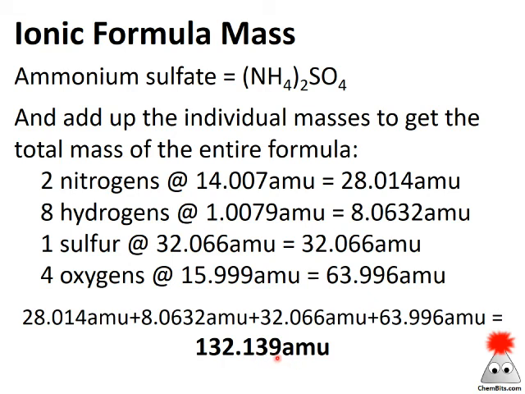132.139 AMU. You see I rounded to the third decimal here because my input's third decimal. This one has 4, this one has 3, this one has 3. Because I've got one here with a third decimal, that means I have to round to that significant figure when I'm rounding my final answer.